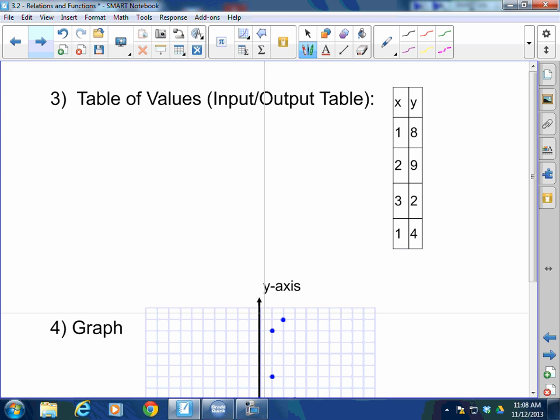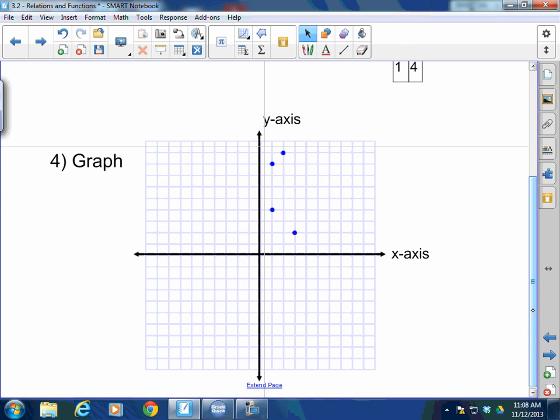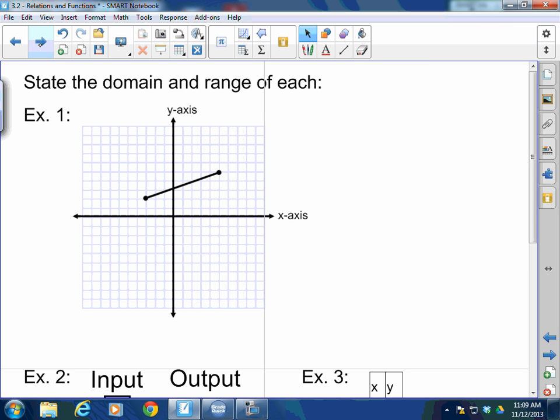And then the last way that I can show a relation is by graphing all of the points. This one right here is (1, 2)... this is (3, 2), this is (1, 4), this is (1, 8), and this is (2, 9). So I've got four ways that I can write a relation. And these four ways I can also write as a function, and we'll talk about a function in a second. But let's get some domain and range practice here.